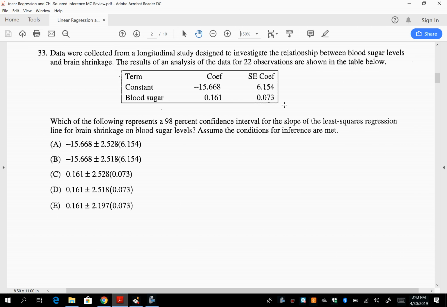Ooh, blood sugar levels and brain shrinkage. That doesn't sound good. No, it's not. This is Marcelo. We're going to show you what to do here. If you're going to get this answer right without guessing, you will need an Inspire. You can still get it right. It'll just be a guess.